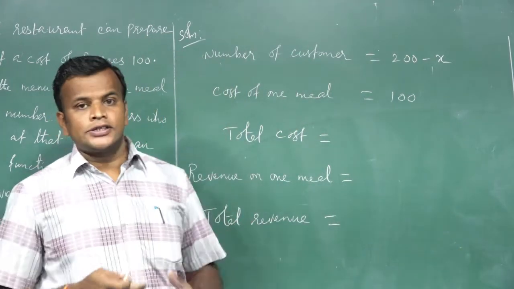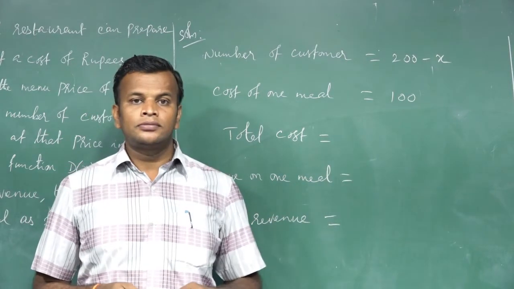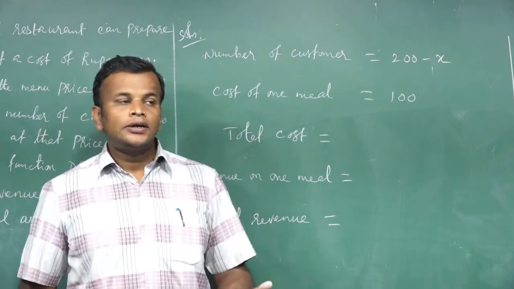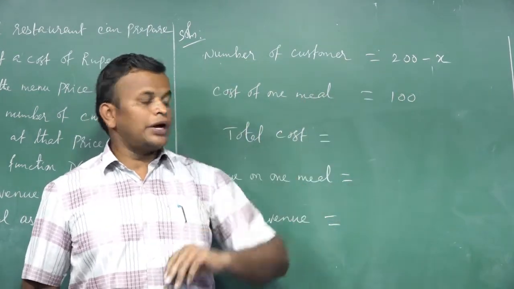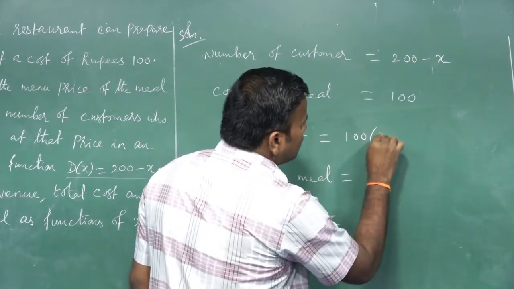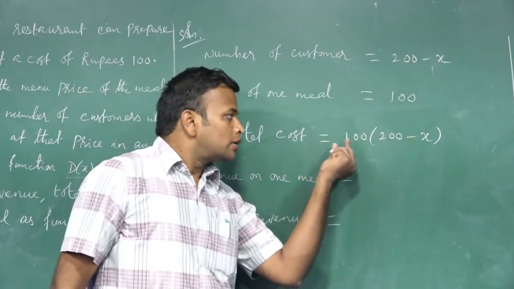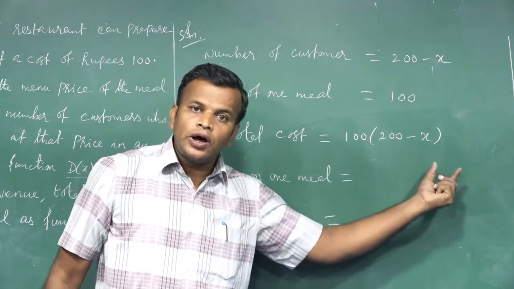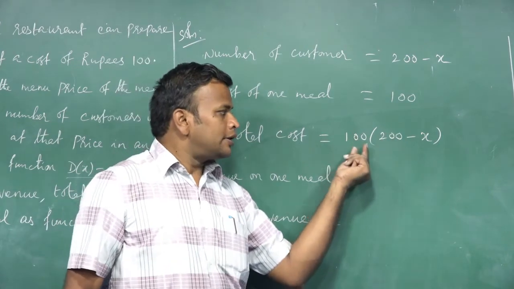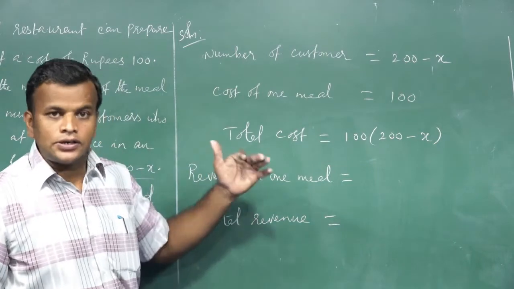So what is the total cost? If one person comes the amount is 100, if 2 persons come 2 into 100, 3 persons come 3 into 100. But what is the total number of customers? It is 200 minus X. So what is the total cost? The total cost is 100 into 200 minus X. Okay, the cost of one meal into the number of customers. If one customer comes 100 into 200, if 2 customers come 100 into 200 minus 2. So it is the total cost of the restaurant.